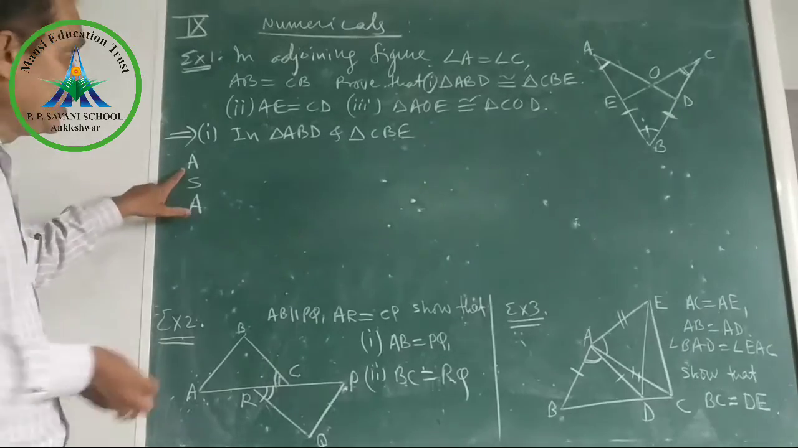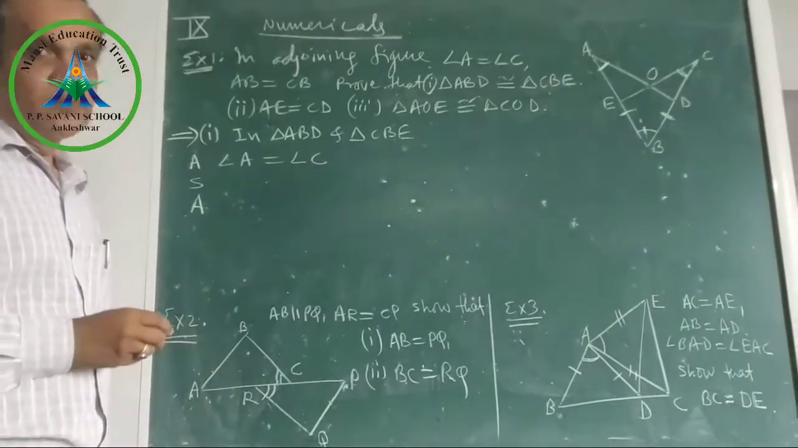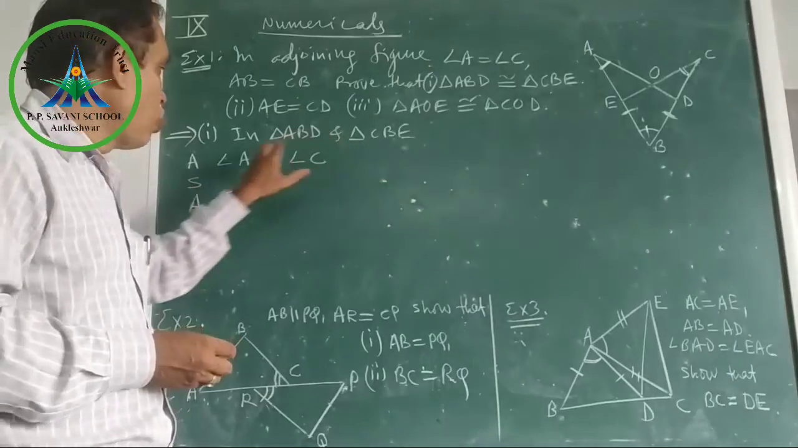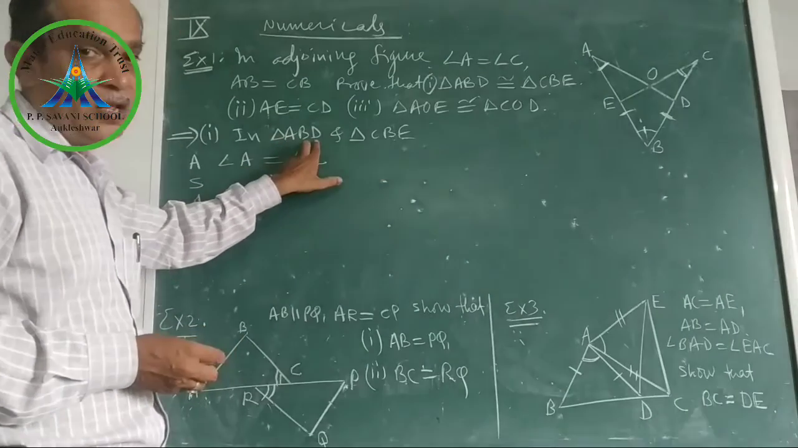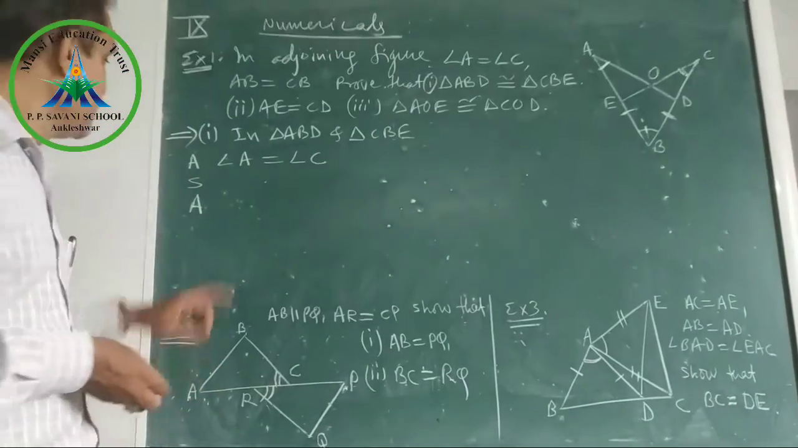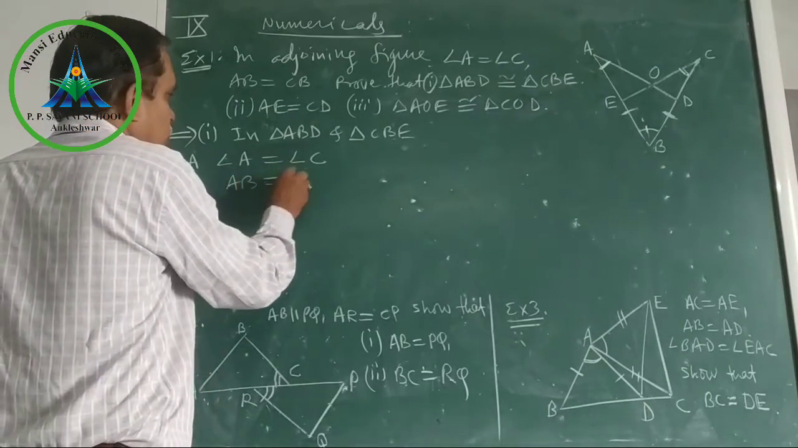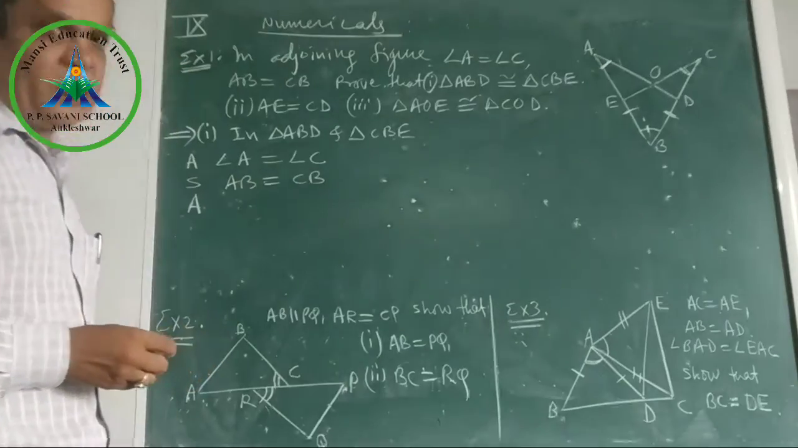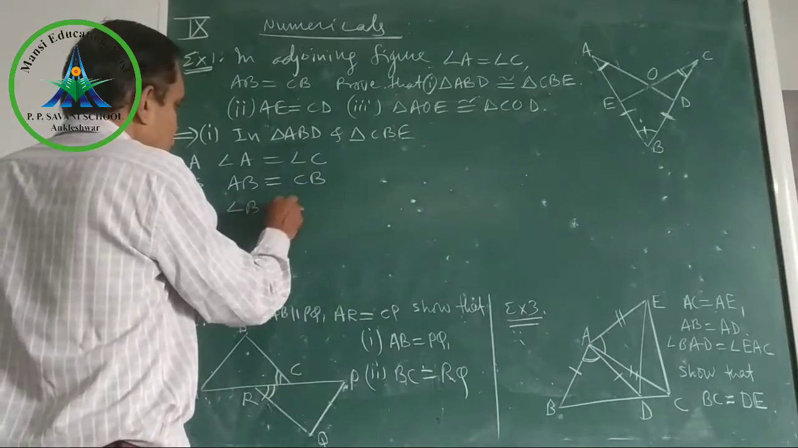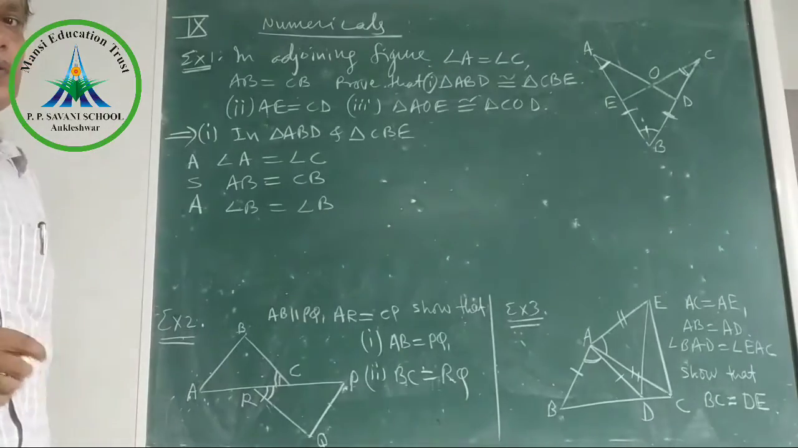Okay. Now angle, which angle? Angle A equal to angle C. See, I wrote ABD on this side and CBE later, so the first part will be of this triangle and this part should be of this triangle, in order. Okay, now side. Yes, AB equal to CB. Angle B equal to angle B.